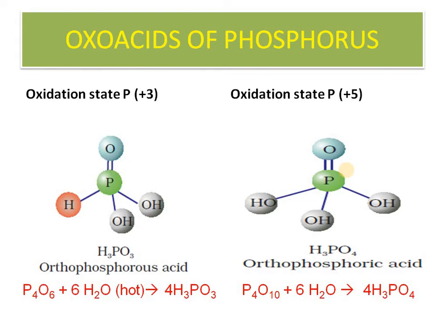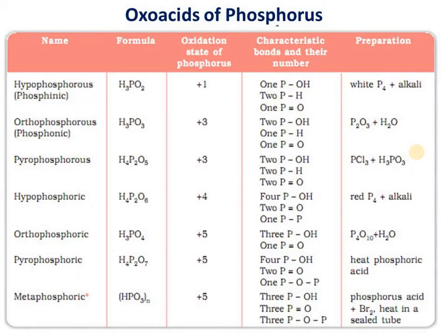Now how to draw structures? Before starting, we should be aware of what the basic structures are. You should remember the two basic structures: one is H3PO3 and the second is H3PO4. H3PO3 is orthophosphorous and H3PO4 is orthophosphoric. Always remember the word pyro is used when two molecules of ortho are joined together and a water molecule is removed.